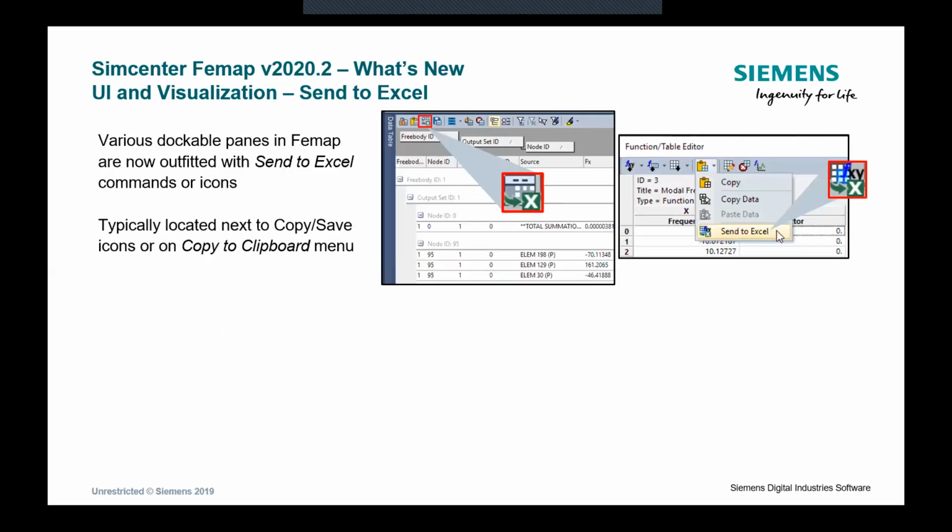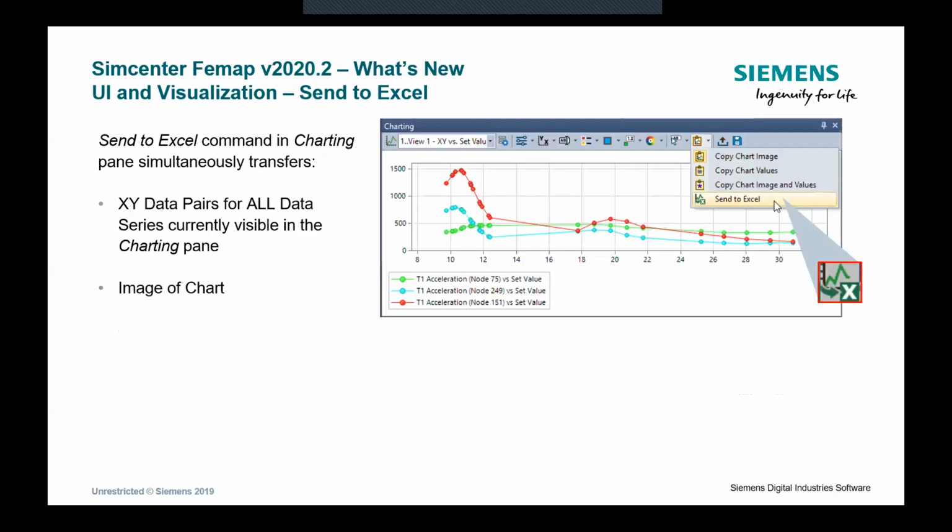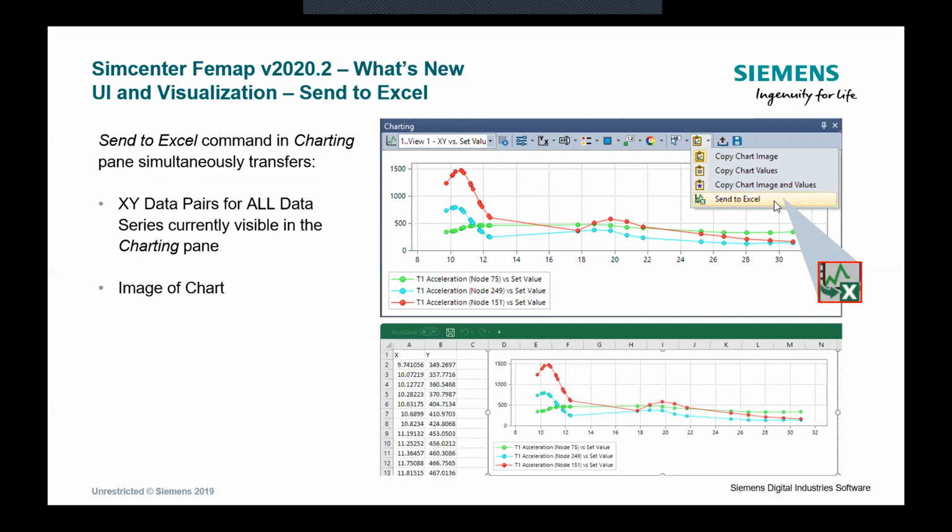We also added panes, say the data table and the function table editor. When you click these, Femap automatically opens up Excel and sends this directly over with all the formatting. Another place you're going to find it is in the charting. When you do the charting, it sends the XY data pairs for all the data currently charted, displayed in the charting pane, along with a picture from the charting pane.